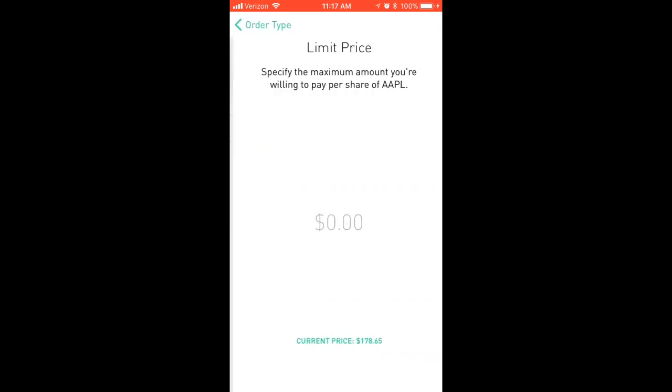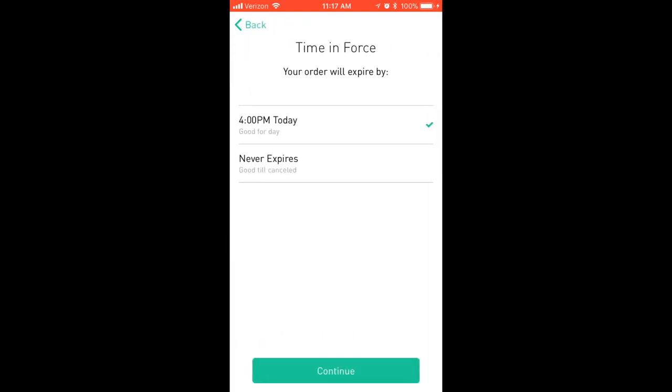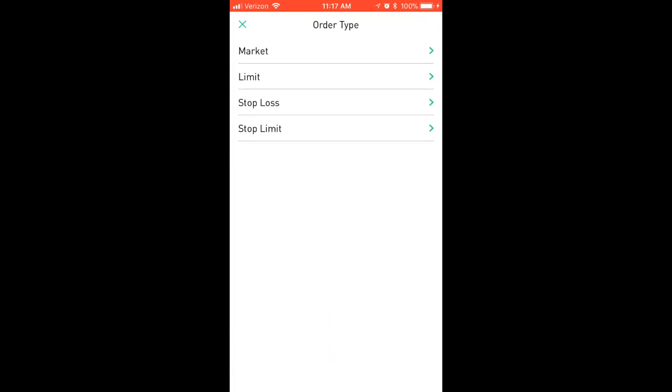So if you go over here to limit, so now we see that Apple's at $178.65. If you want to get filled, let's say $178.60 on the dip, you can type that in as the limit, when it's good for, and then how many shares you want. So after you bought in, these two strategies are for selling: stop loss and stop limit.